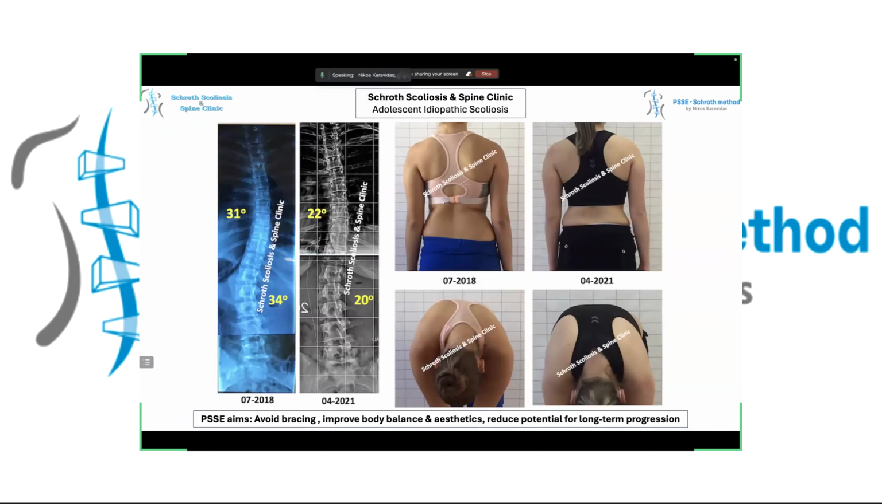Another category of patients that we can treat exclusively with exercises is when they are at a later growth stage with a curve even more than 25 degrees. We can still work only with exercises, but at a late growth stage, not at the peak of growth. So look at this double scoliosis with 31 and 34 degrees, went down to 22 and 20, and also a very nice improvement on her clinical image.